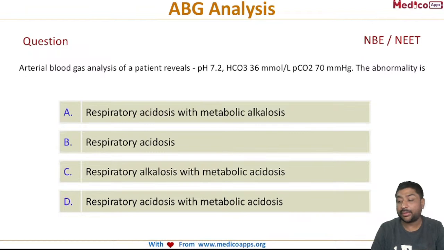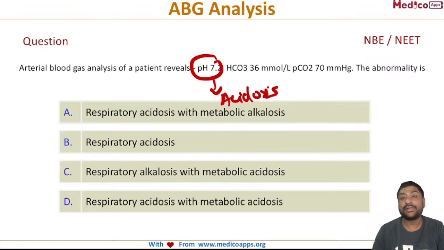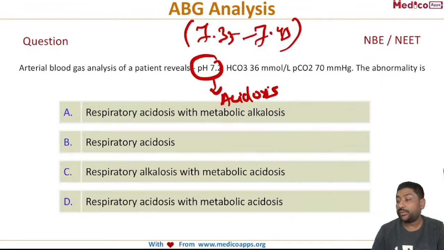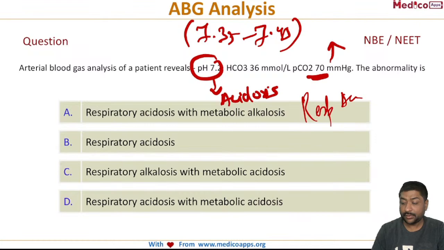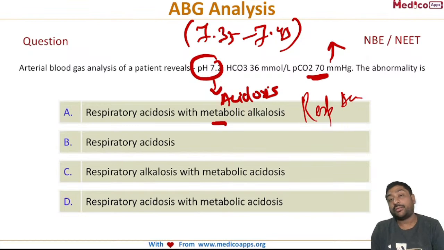Let's analyze this within 10 seconds. ABG 7.2, we can clearly say acidosis. Any doubt in this? And that is also uncompensated, because if it is compensated, it will come closer to the normal range. Now you have to look at the PCO2. Remember, PCO2 is increased. If PCO2 is increased in acidosis, it is respiratory acidosis. Now what will be the compensation? Compensation will be metabolic alkalosis. So is metabolic alkalosis happening here? Can anyone tell me?